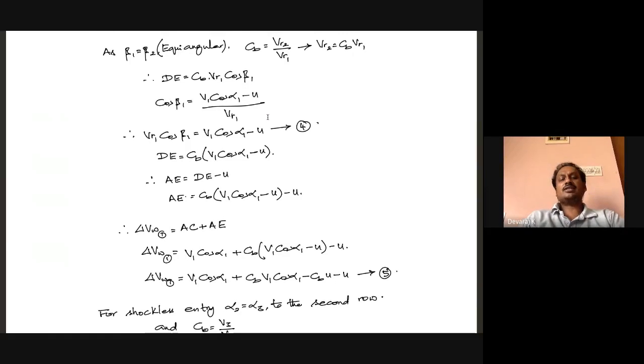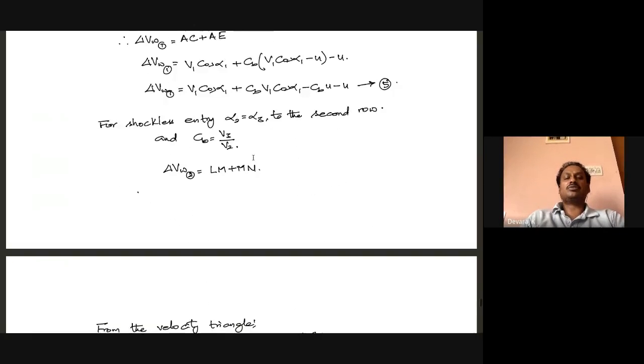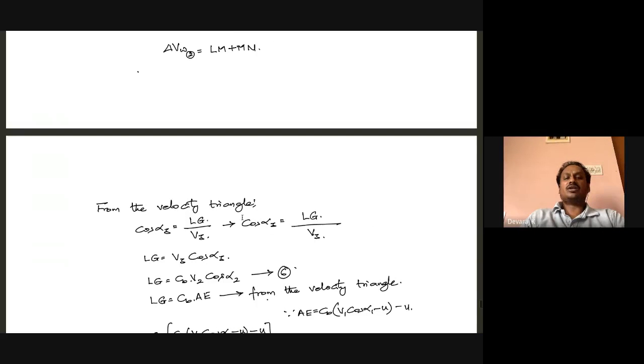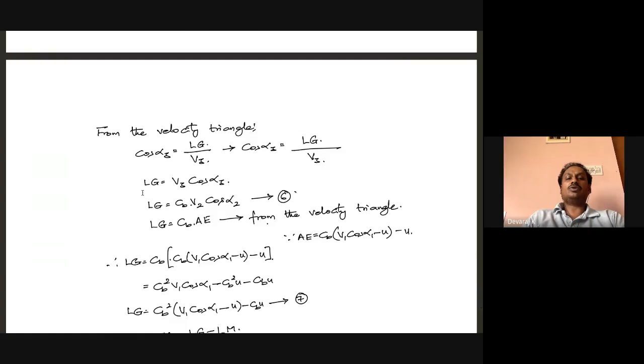Now let us try to calculate this and see how these things will work. If I consider the velocity triangle for the second row of wheels, cos alpha 3 is equal to LG, that is my adjacent side, divided by V3, that is the hypotenuse. So LG is equal to V3 into cos alpha 3. What is V3? V3 is nothing but CB into V2 cos alpha 2.